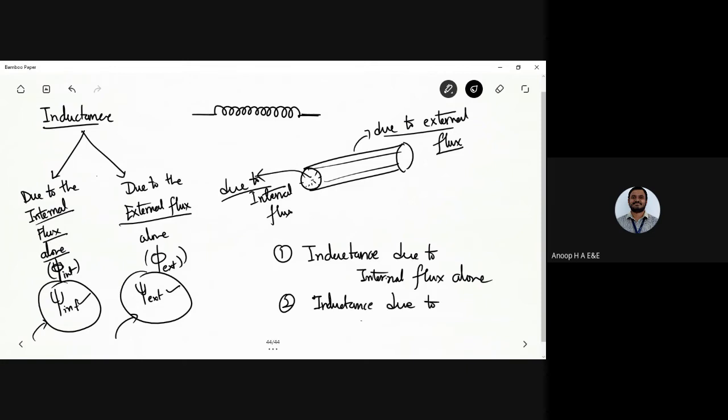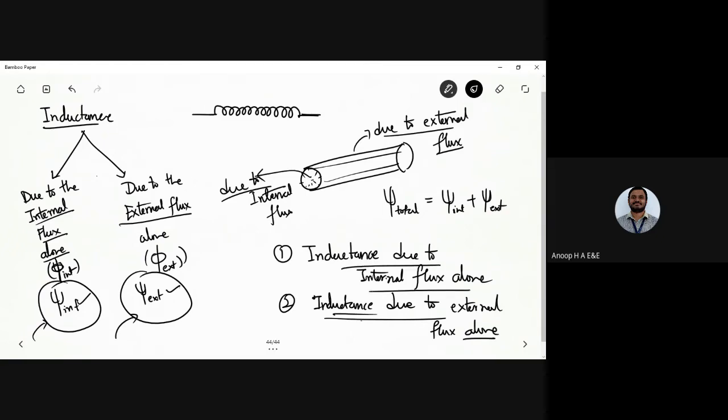Next, if I want to calculate the total flux acting on the conductor, what would it be? It would be phi internal plus phi external. So inductance due to external flux alone. All these things we'll be discussing right now, and we'll be highlighting the concepts which are there. So first, let us take the inductance due to the internal flux alone.